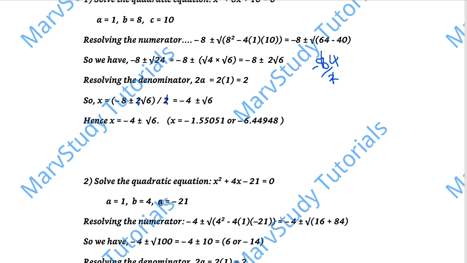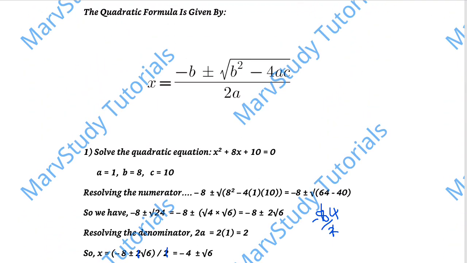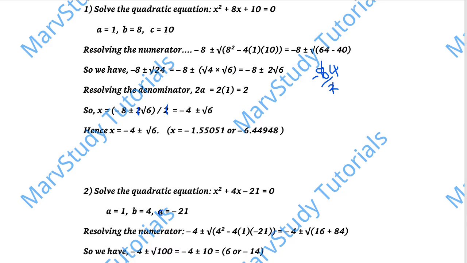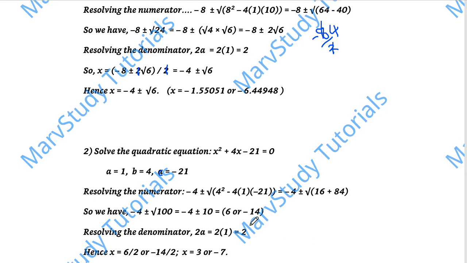Then we resolve the denominator. Remember, the denominator is 2a according to the expression. In this equation, the value of a is 1, so 2 times 1 is 2. So divide each value by 2. 6 divided by 2 is 3, and negative 14 divided by 2 is negative 7. So x is 3 or x is negative 7.